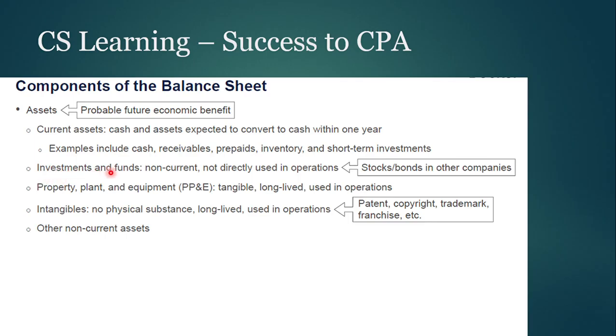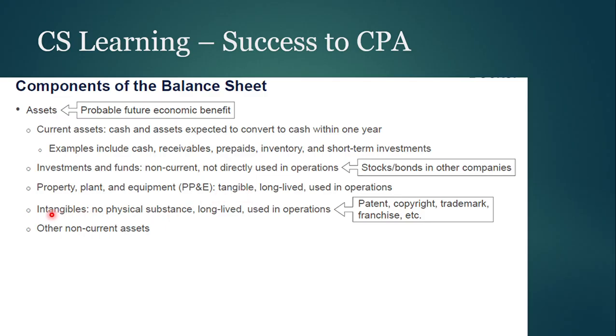Coming to the next stage, investment and funds: non-current, not directly used in the operation. Let's suppose you have invested in another company. That you can categorize as an investment, which is basically not a current asset. Then you have property, plant, equipment. For example, you have purchased any kind of property, or any plant to manufacture something within your organization. That is called PP and E, property, plant and equipment.